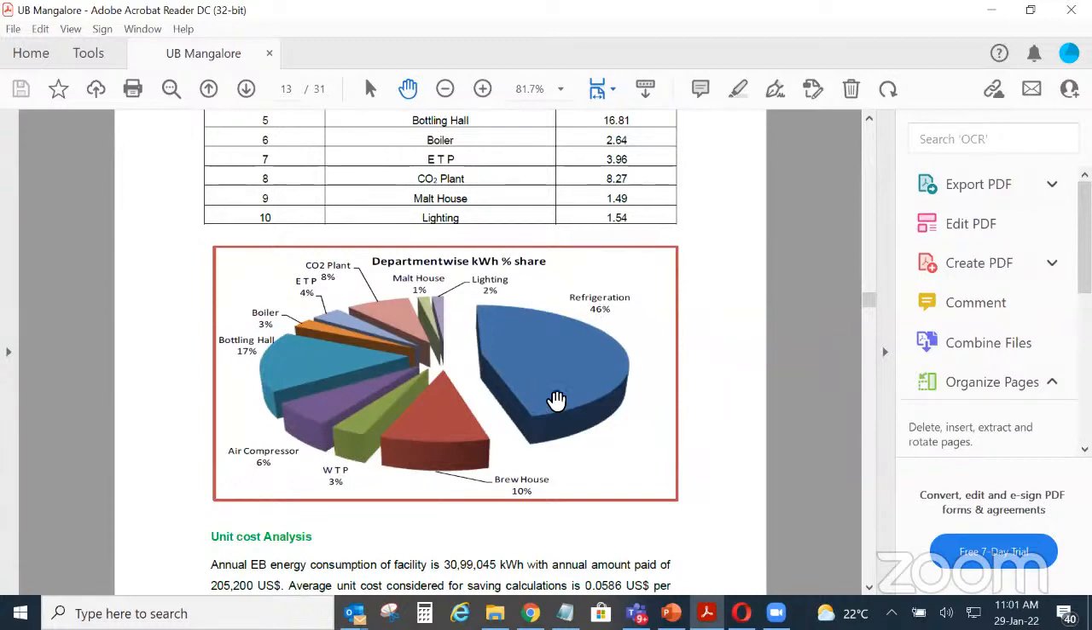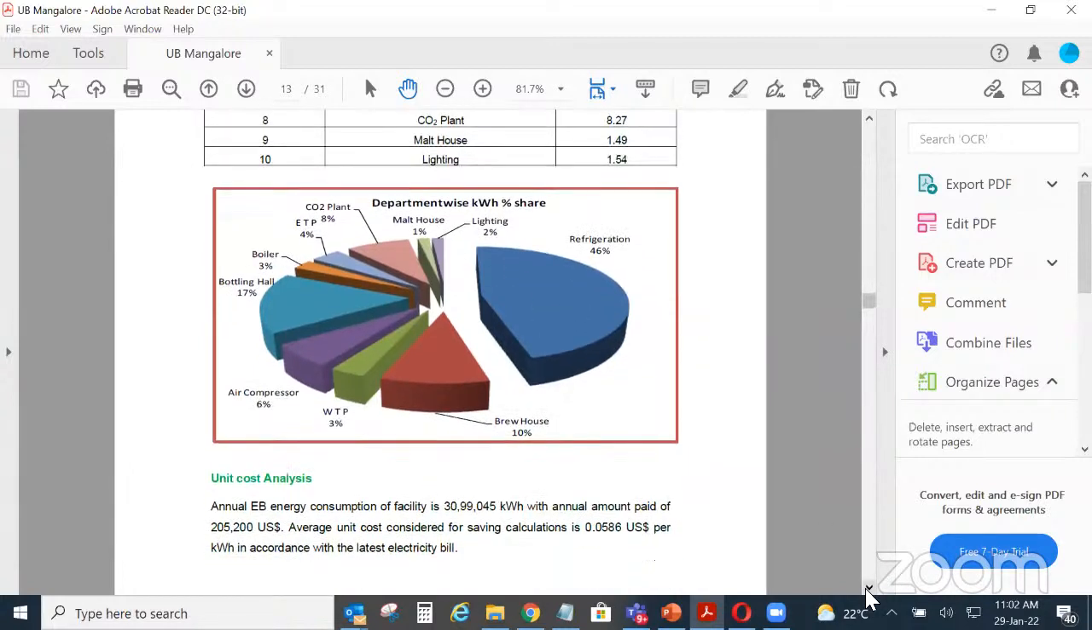So the major point is that refrigeration, if they do improvement, almost 46% of the energy consumption happening here is refrigeration. So normally we target this area as well as your bottling hall. These are the areas we target, and finally we get the maximum cost benefit under this category. And that's how this pie chart helps us to know the energy patterns.